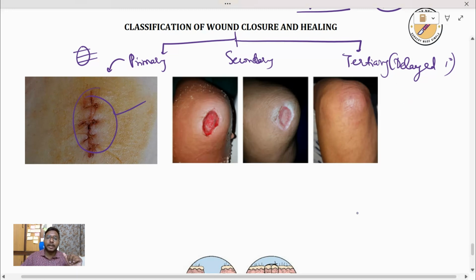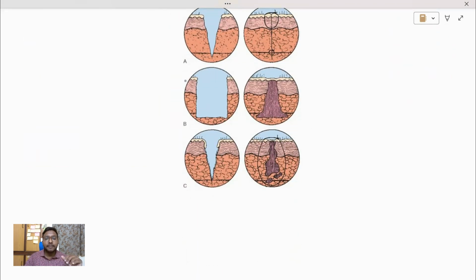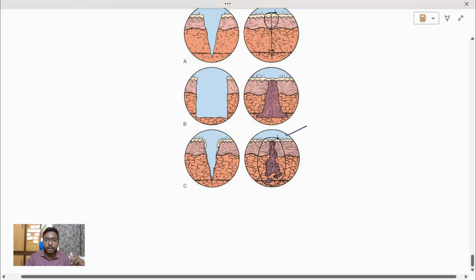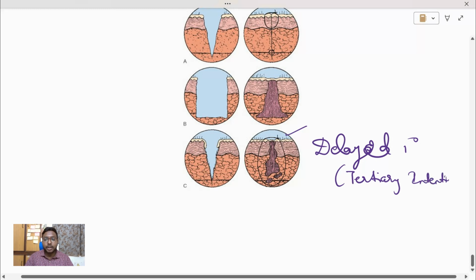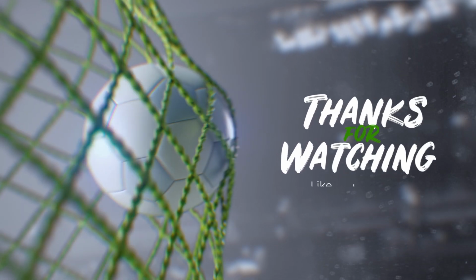Whereas coming to tertiary wound healing, as we can see here in the picture, initially we leave the wound open, but after a few days or weeks, we again suture the wound. That is called delayed primary intention, which is also called tertiary intention. One important example for tertiary intention is skin grafting. Initially we treat the ulcer or wound with dressings. Then after a few weeks, when the wound is completely filled with red granulation tissue, we go for split thickness skin grafting, which is an example of tertiary intention wound healing. Okay, right. Thank you.